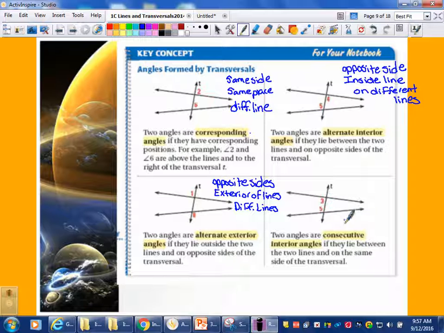The last one I have a diagram for is consecutive interior angles. Consecutive means they're on the same side of the transversal, interior, the inside of the lines, but again on different lines. The one not shown would be consecutive exterior angles, which is the same preface, same side, outside the lines, but on different lines.